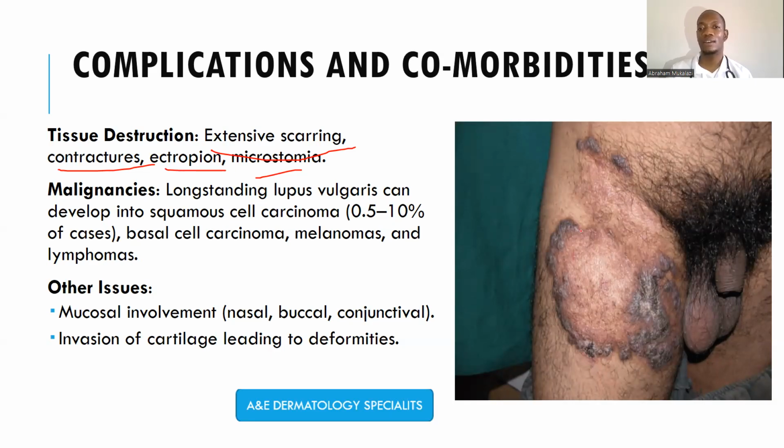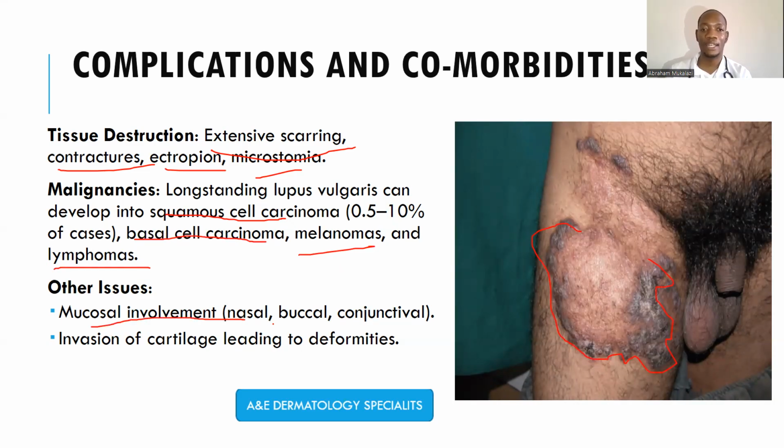As you can see here, we have this vegetative plaque that is extending at the borders, with a little bit of central clearing. And this is also lupus vulgaris. In long-standing cases, patients have been shown to eventually develop squamous cell carcinomas in about 0.5 to 10% of the cases. Other cancers that have been reported include basal cell carcinoma, melanomas, and also lymphomas.